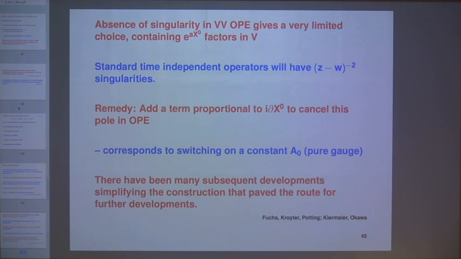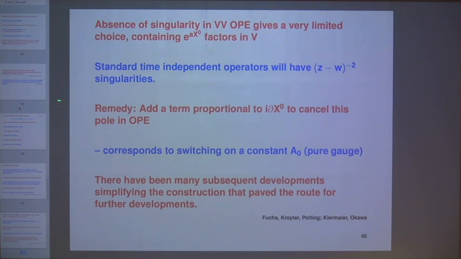Now this is a tall order, because standard time independent operators will have a (z minus w) to the minus 2 singularity. If you have two marginal operators, two operators of dimension 1, and take their operator product expansion, you will get a term proportional to the identity operator in the leading expansion. So one might wonder, how can you have no singularity in the VV OPE? One way would be to construct time dependent operators where the operator carries a factor like e to the a x naught, and then the product of two such operators can be made to avoid any singularity of this form.